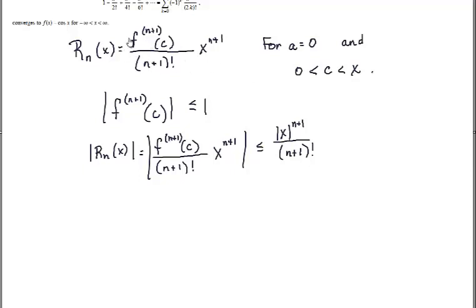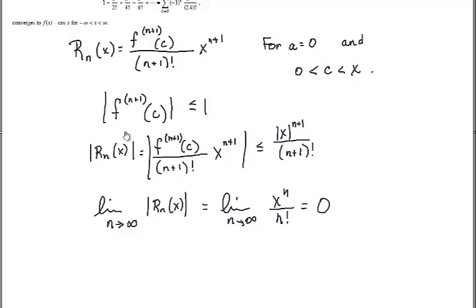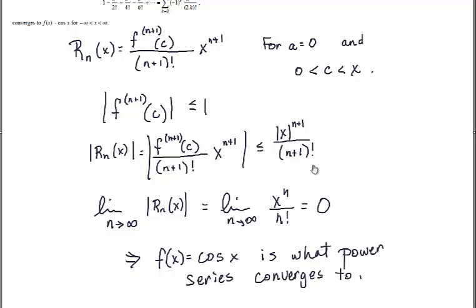This means that if we take the limit as n goes to infinity of this r sub n, we'll see that what we end up with is some x to the n over n factorial, and this is going to 0, and if the remainder is going to 0, we know that this is converging to cosine x. This implies f is what? I'll write it down. And there we have it. And that is the end of 10.3.